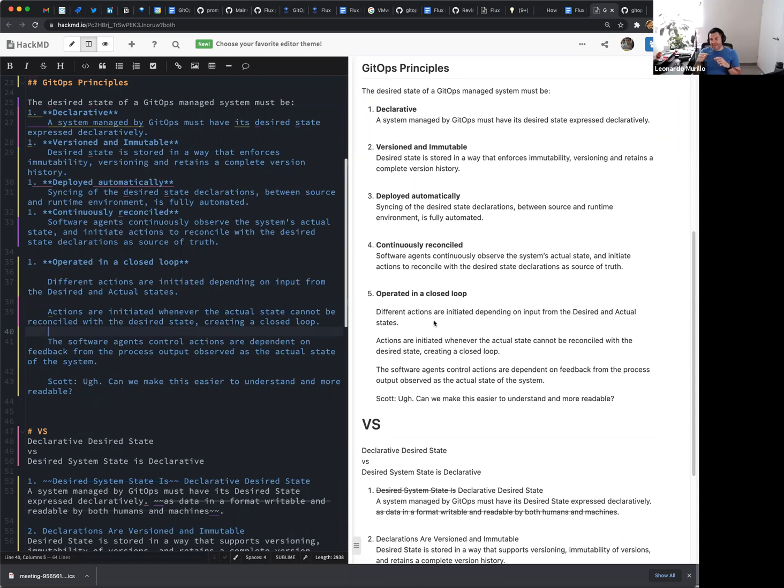So what you're saying is that every reconciliation attempt should consider the output of any prior reconciliation attempt as a component of the actions to be taken.